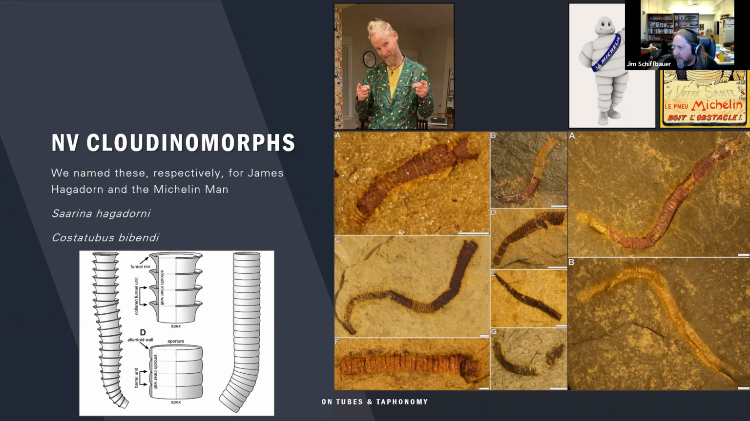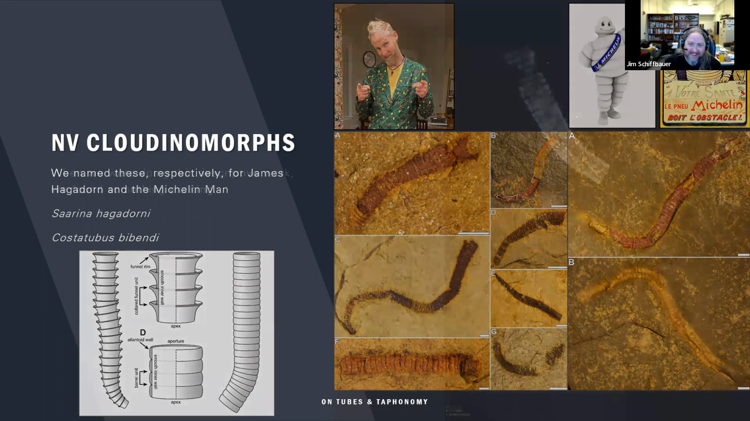And here's your fun fact for today. The Michelin Man is actually the oldest corporate mascot in existence. It was first used in 1894, and he actually has a name. It's not the Michelin Man. His name is Bibendum. So we named that Costatubus bibendi after the Michelin Man. And the other fun fact, I guess, that's associated with that is bibendi actually means to get drunk. That's where it comes from. The slogan was, now is the time to drink. I don't know why that was the slogan for a tire company, but it is what it is.